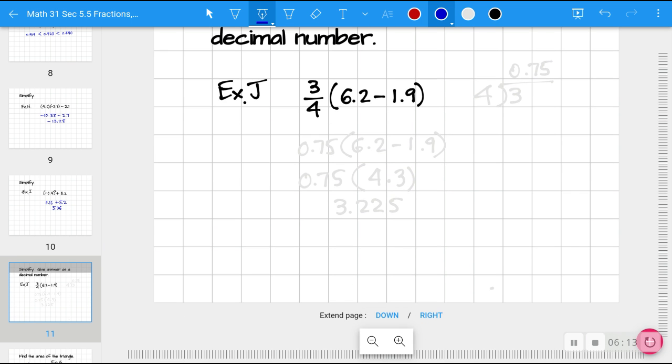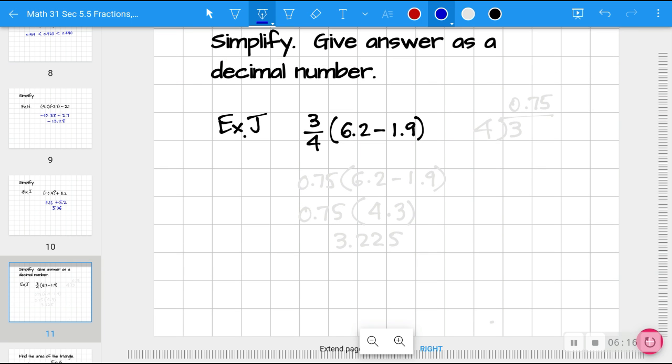Okay, this one here, we're supposed to multiply these all out, but what we have here is a fraction and some decimals, and it's better to just do decimals. So I start this problem by taking the 3 divided by the 4, and it gives me my decimal equivalent. So instead of 3/4, we're going to write 0.75.